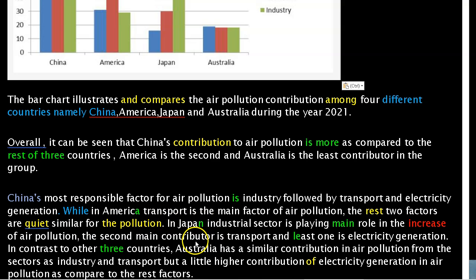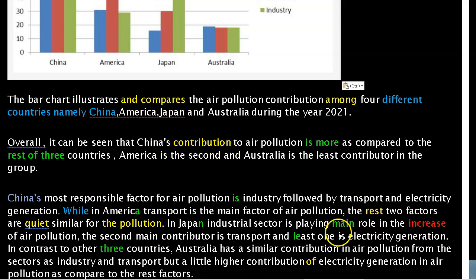In Japan, comma, the industrial sector is playing. Now, why are you going into the present continuous here? It plays the main role in the increase of air pollution. Well, the reason it's red is that there's nothing there that says anything about pollution increasing. This is just 1 year increase in the output. Comma, again, that's just a comma splice. It should be a new sentence. The second main factor is transport, and the least one is electricity generation.